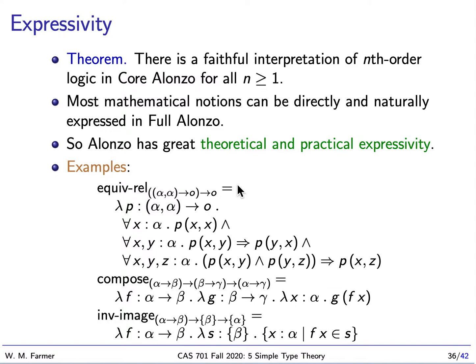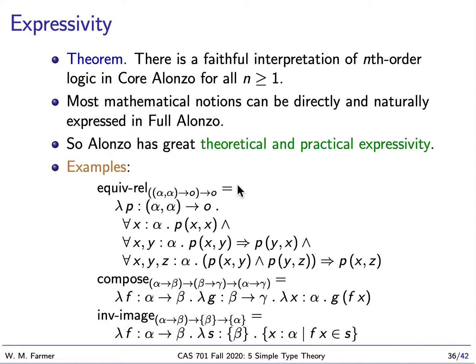In particular, we can embed first order logic. So core Alonzo includes first order logic effectively, second order logic, third order logic, and so forth. This makes it very expressive theoretically.